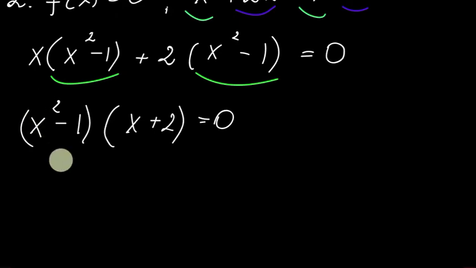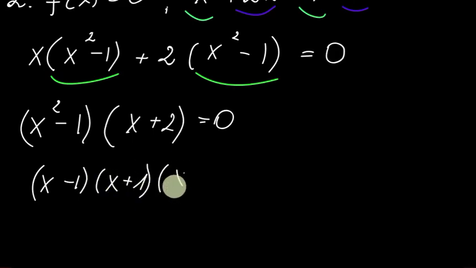Now we need to apply a formula here, so we will get x minus 1, x plus 1, x plus 2 is equal to 0. I already said many times how I do this, but basically once you do that, you get the same thing if you multiply x by both terms and minus 1 by both terms. You will definitely get the same thing.